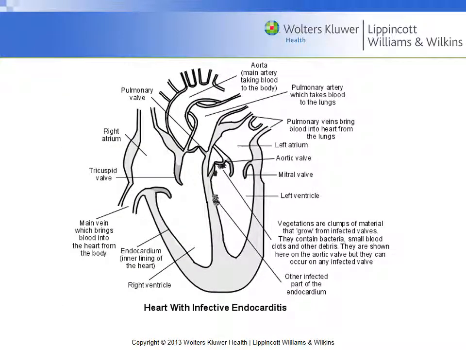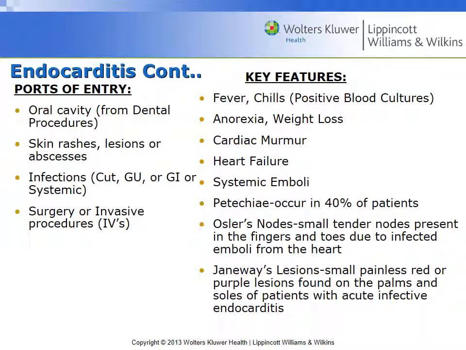And again, here is the slide showing infective endocarditis. If you notice, there are some vegetative lesions on the septal wall of the left ventricle, and these vegetative lesions are also present on the valve itself. Ports of entry for endocarditis include the oral cavity, which is particularly problematic from dental procedures, skin rashes, lesions or abscesses, infections such as a cut, infections of the genitourinary system or the GI tract, or systemic infections, and surgery or invasive procedures such as IVs.